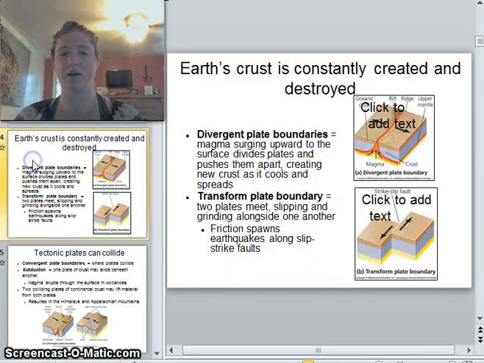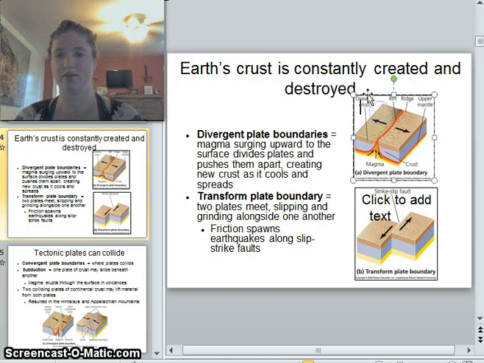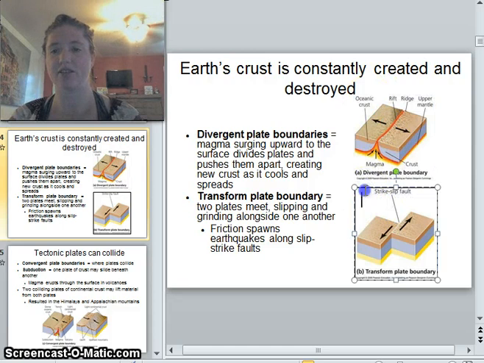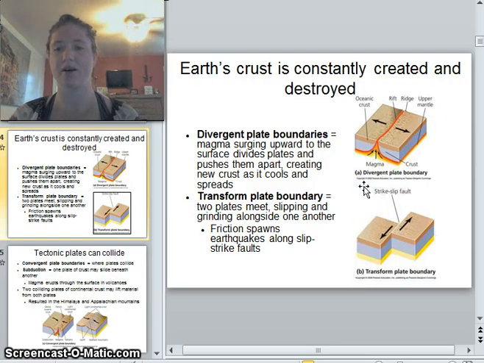Alright, so when we talk about our Earth's crust, we have a couple of things. The first two here are a divergent plate boundary, and the other one is a transform plate boundary. Those are the two I'm going to talk about here first.